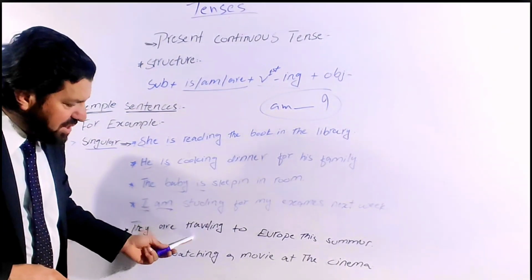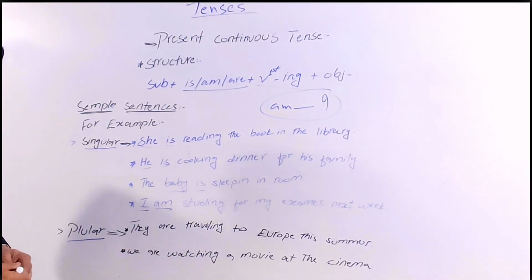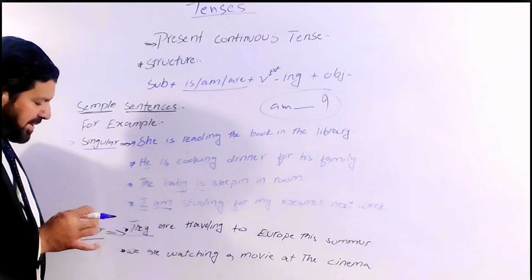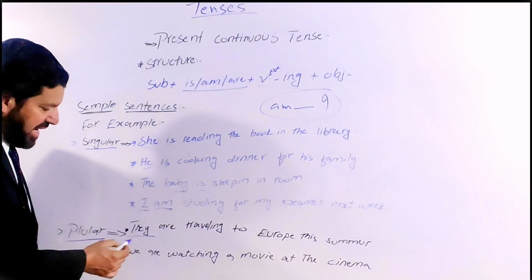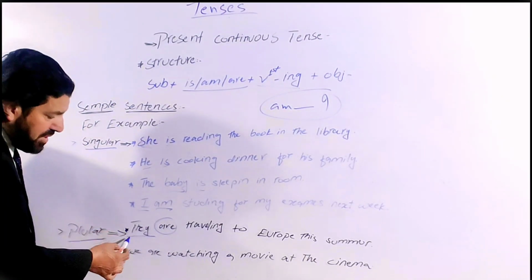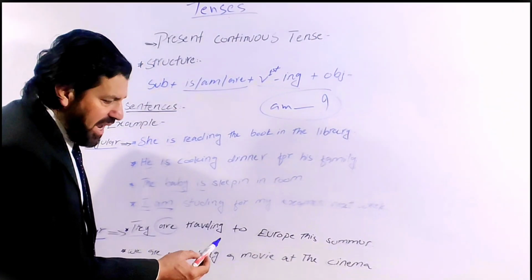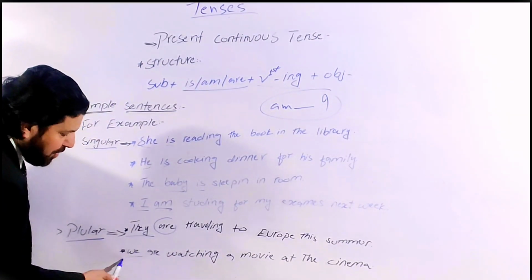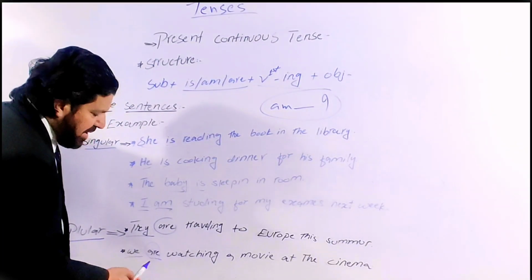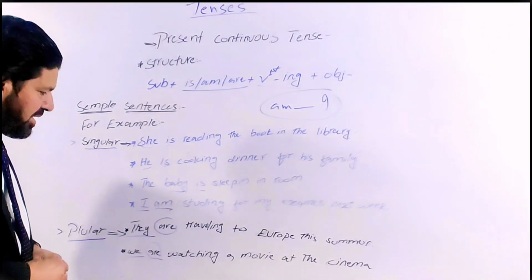So these are singular sentences, and the next one is plural sentences. They are traveling to Europe this summer. Here they is our plural pronoun, and are is a plural helping verb. So they are traveling to Europe. And we are watching a movie at the cinema. Here we is our plural pronoun and are is our helping verb. So we know that these are our sentences of present continuous tense.